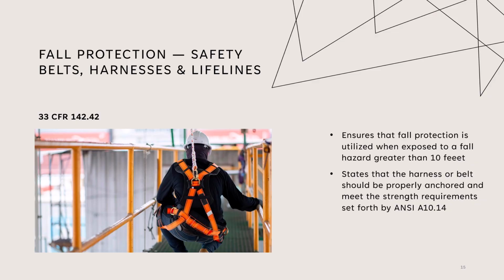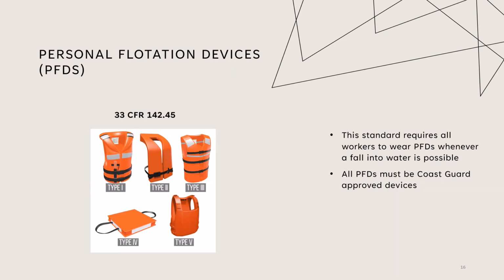33 CFR 142.42 covers fall protection, safety belts and harnesses, along with lifelines. It ensures that fall protection is utilized when exposed to a fall hazard greater than 10 feet. It states that all harnesses or belts should be properly anchored and meet the strength requirements set forth by ANSI A10.14.